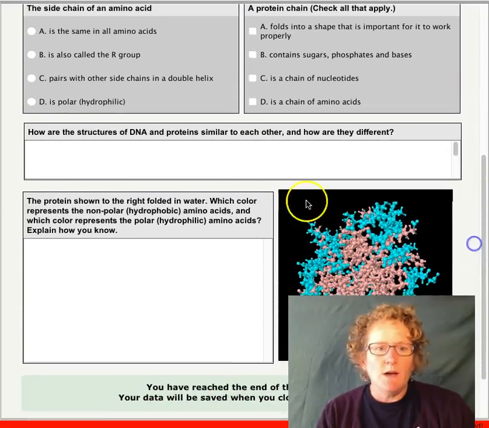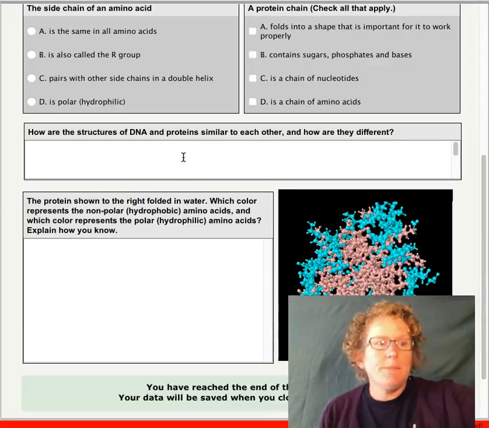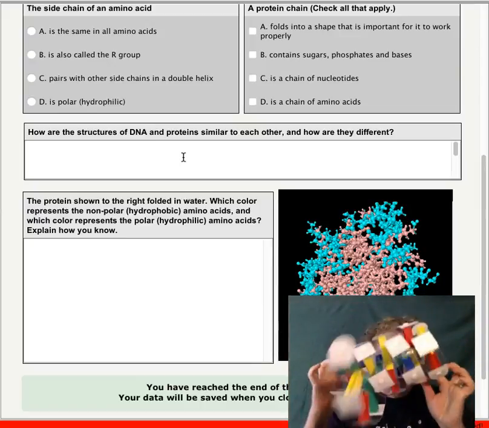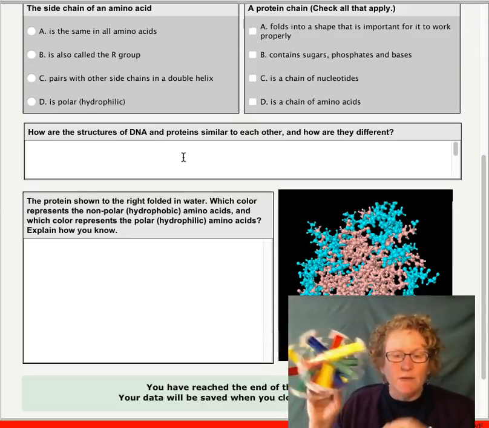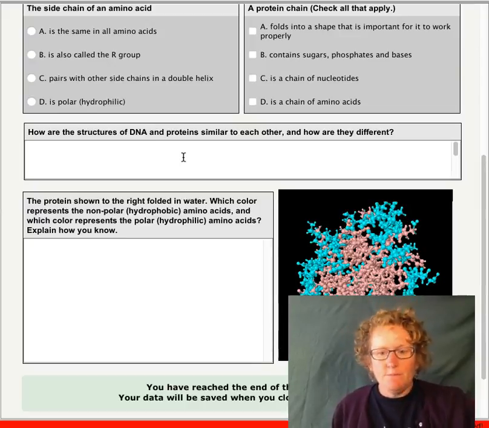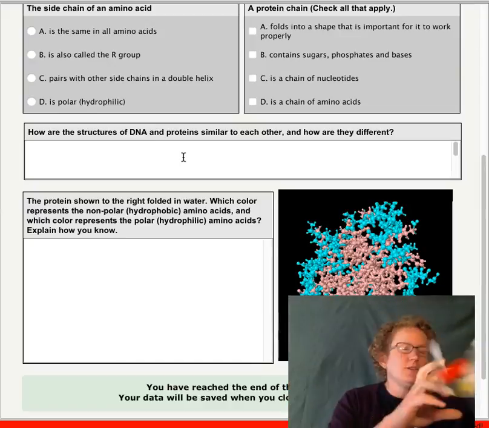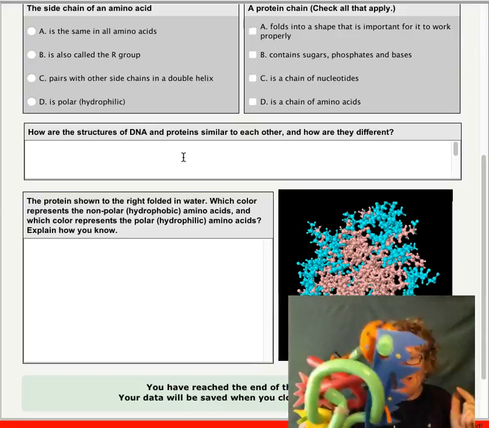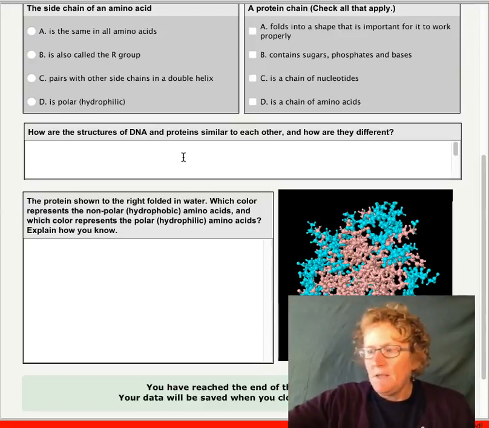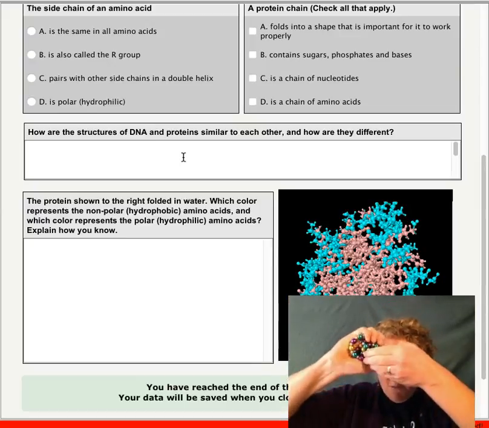So, big question here: how are the structures of DNA and proteins similar to each other, and also make sure they're different? DNA is made out of nucleotides. There are only 4 nucleotides. It always has the same shape. DNA is always a double helix, no matter whether you're a frog or a pig or a human or a bacteria. Well, maybe not bacteria, but if you're any mammal, your DNA is this shape. Proteins are all kinds of different shapes. Some are lumpy, some make channels, some crumple up into a ball and are just a big mess.